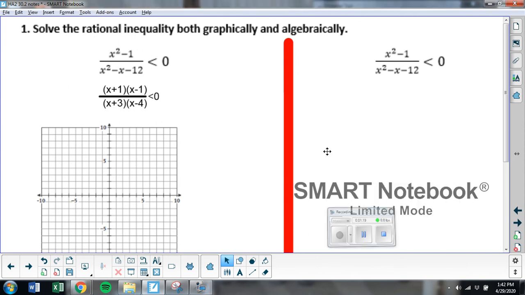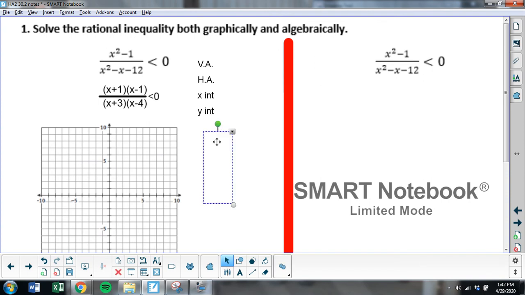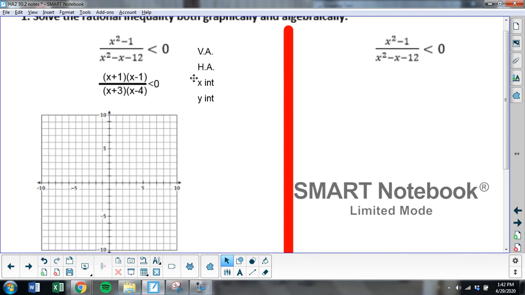You should have gotten x plus 1, x minus 1 for the top. On the bottom, x plus 3, x minus 4. Here are the things we need. I didn't put holes. If there are holes, we'll add them. Again, we've done a ton of this. Don't worry about the inequality. Just worry about the equation if you were going to graph this.